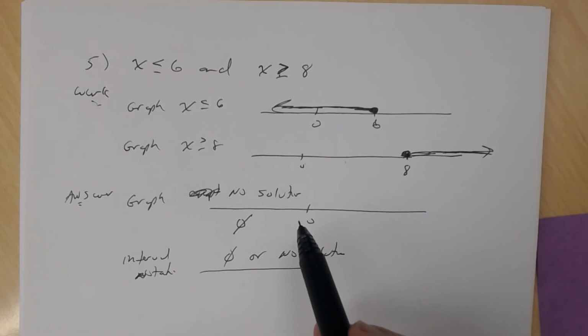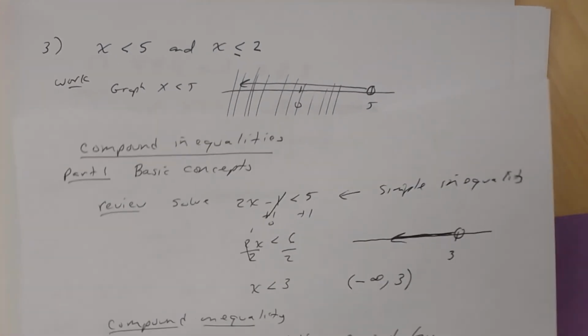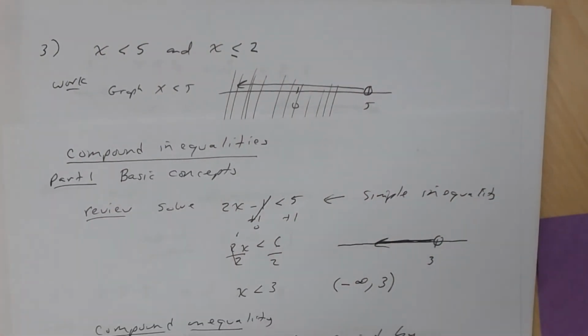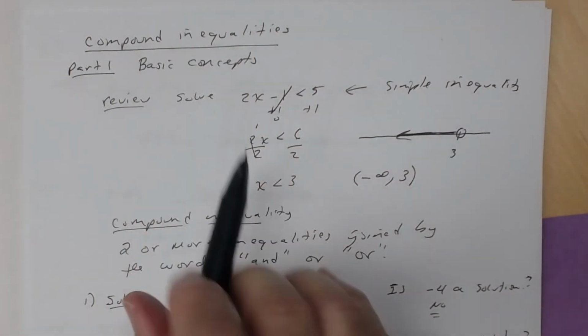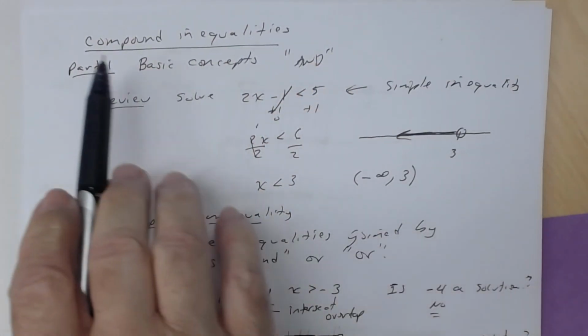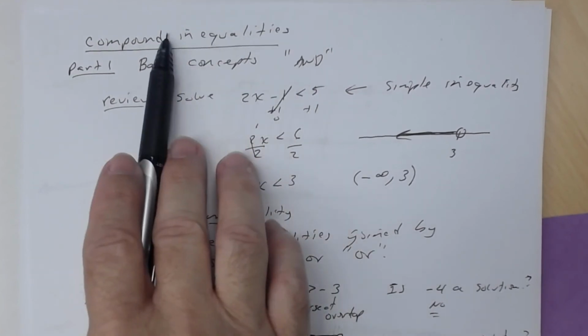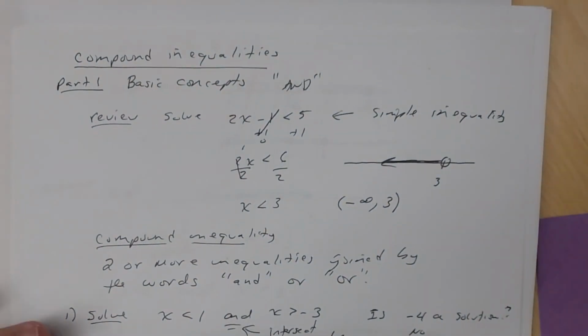All right, so that's going to take care of the "and" statement. So right here, where I had the words basic concepts, let's just put the word "and" here. So part one is dealing with an "and" compound inequality. All right, so remember "and": look for the intersection, where the two graphs intersect.